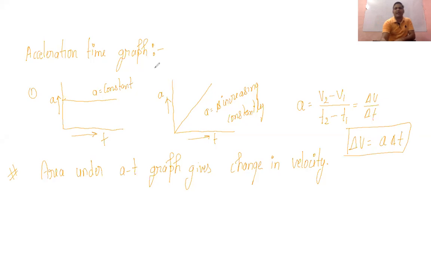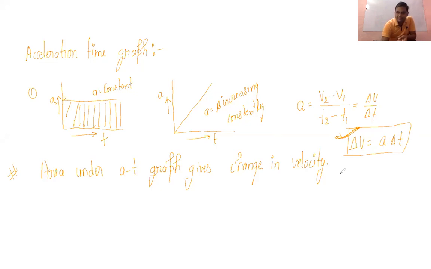So once you find the area under the a-t graph, it will be the multiplication of length and breadth, meaning acceleration and change in time. So from here you can calculate the change in velocity. Okay? Is it clear? Sir, please repeat it once again, sir.